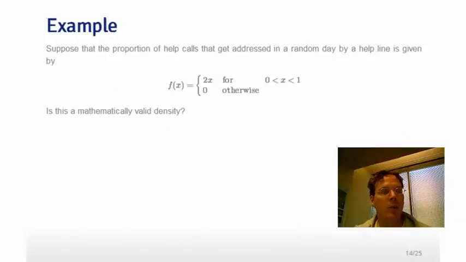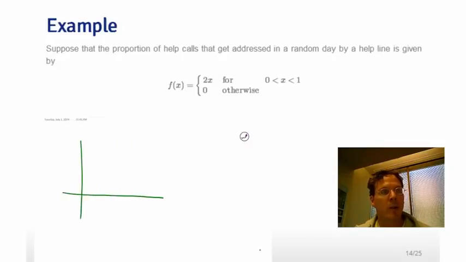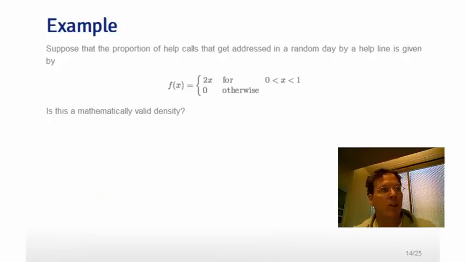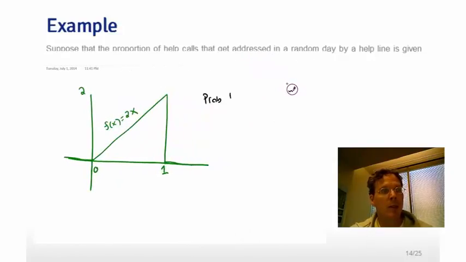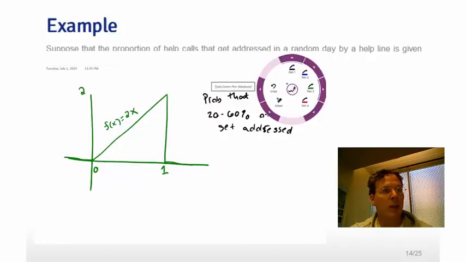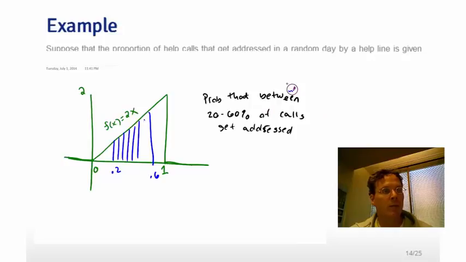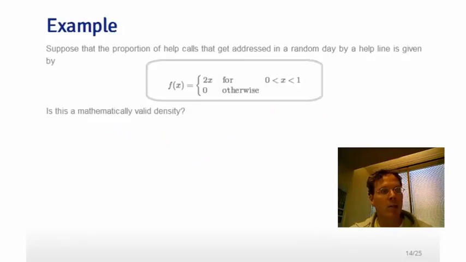It turns out that the bell-shaped curve is a rather difficult density to work with, at least until you learn how, which we're going to be doing in a separate lecture. So let's work with a much simpler density right now, specifically one that looks just like a right triangle. So f of x equals 2x for x between 0 and 1 and 0 otherwise. And let's give some context around it. Let's say the proportion of help calls that get addressed in a random day by a helpline is given by this. So what does this mean? This means that the probability that between 20 and 60% of the calls get addressed that day is given by this area. Well, let's ask the question, is this a mathematically valid density?